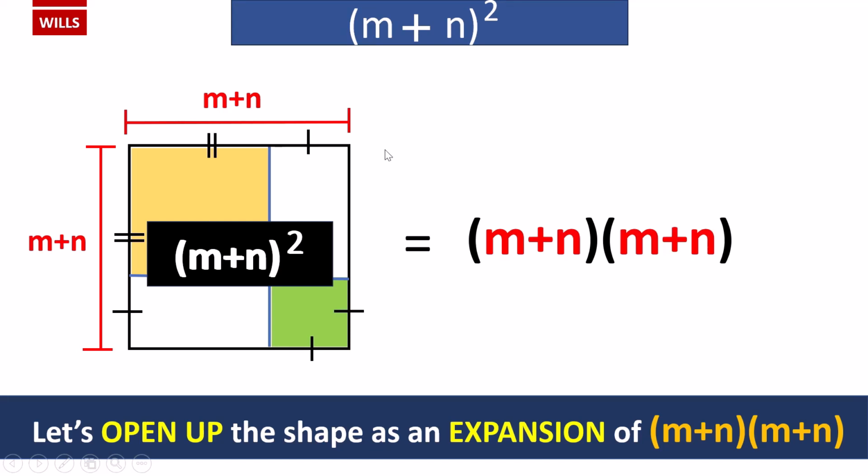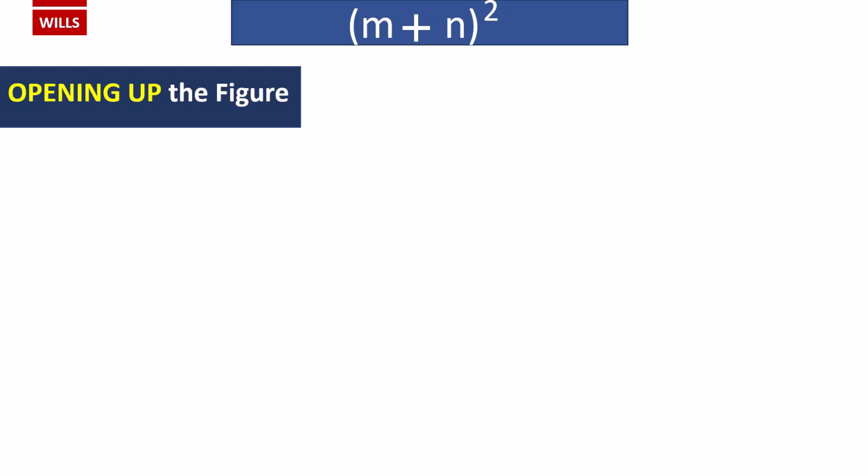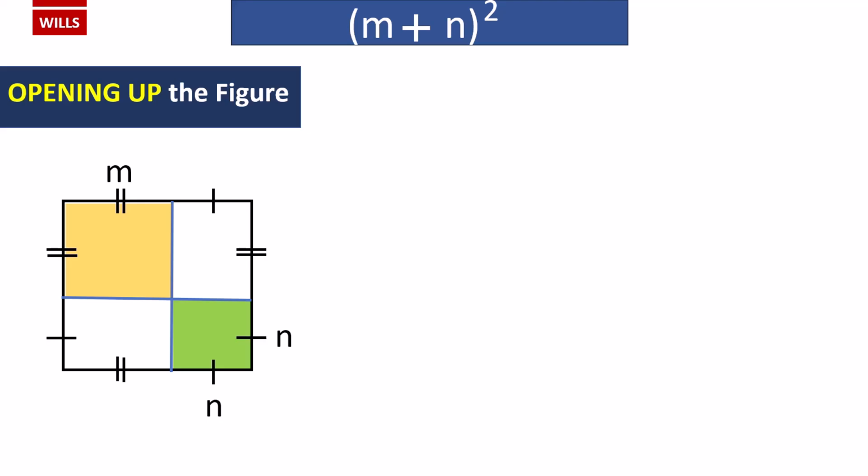Now let's open up the shape as an expansion of m plus n times m plus n. Let's go. So this is our shape, and I can see 4 sub-shapes within our shape. Let's look at it. 1, 2, 3, and 4. So if we are to cut this shape into 4 pieces, we are going to have 4 small shapes coming together to form the bigger shape.